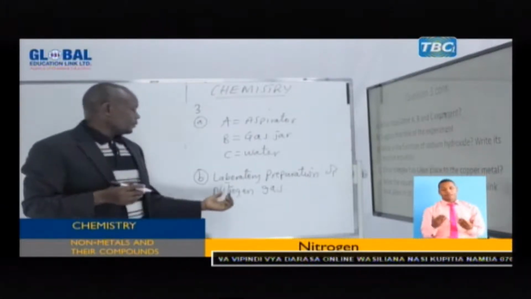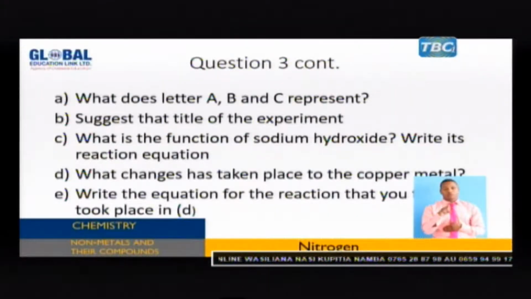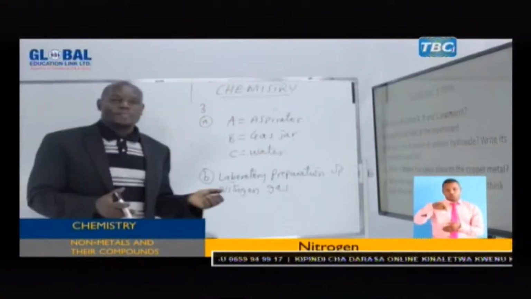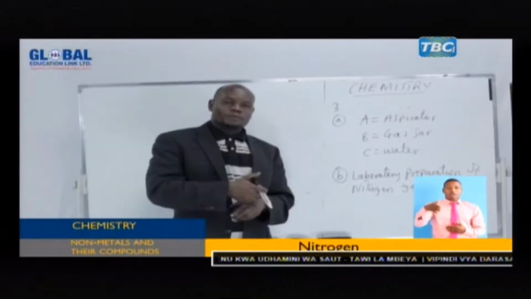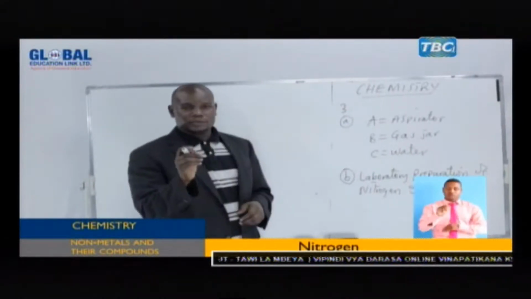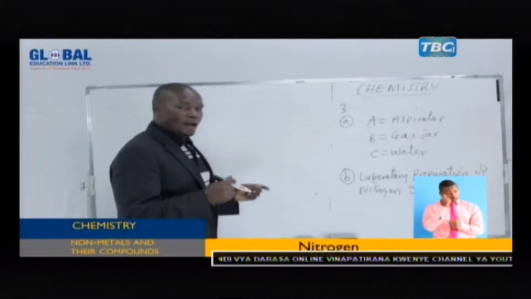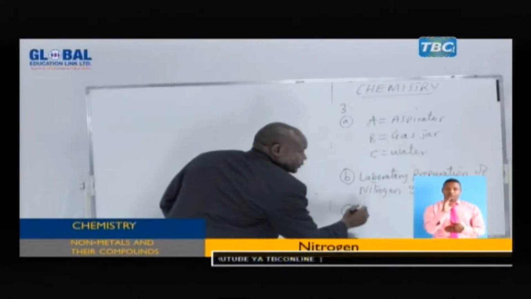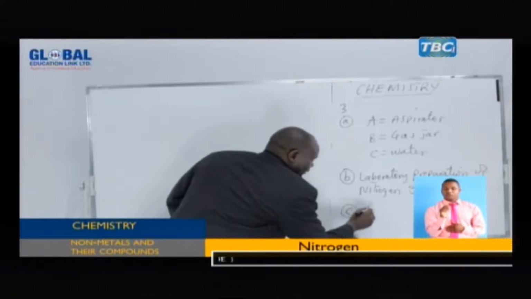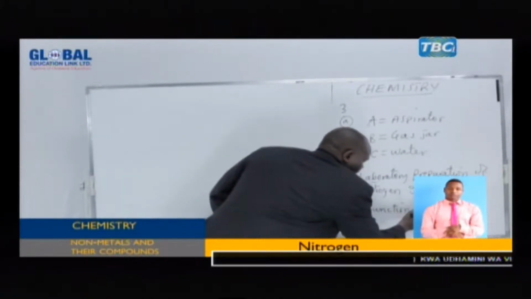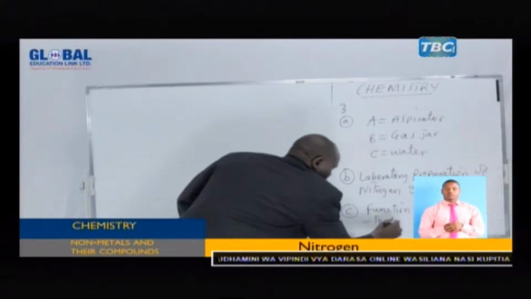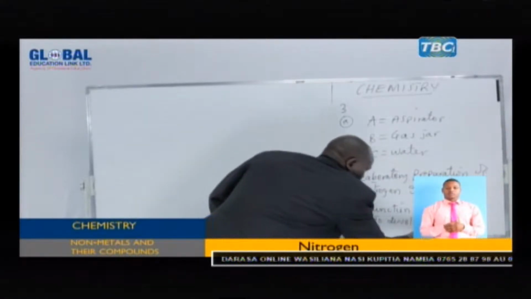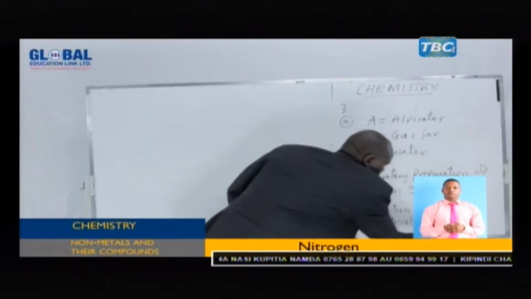Now if we go and consider part C, what is the function of sodium hydroxide? Write its reaction equation. Do you remember when we were talking about the laboratory preparation? We said that the air from the atmosphere must be passed through sodium hydroxide. For what, my dear students? Do you remember? Yeah, it's for absorption. What is the function of sodium hydroxide? It is to dissolve carbon dioxide.